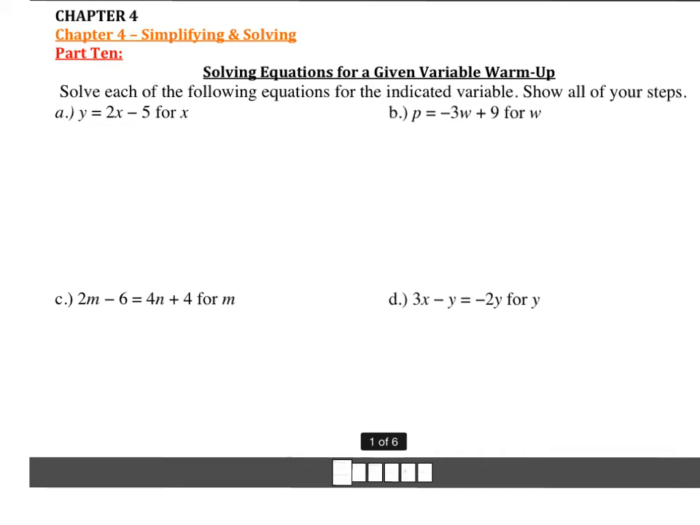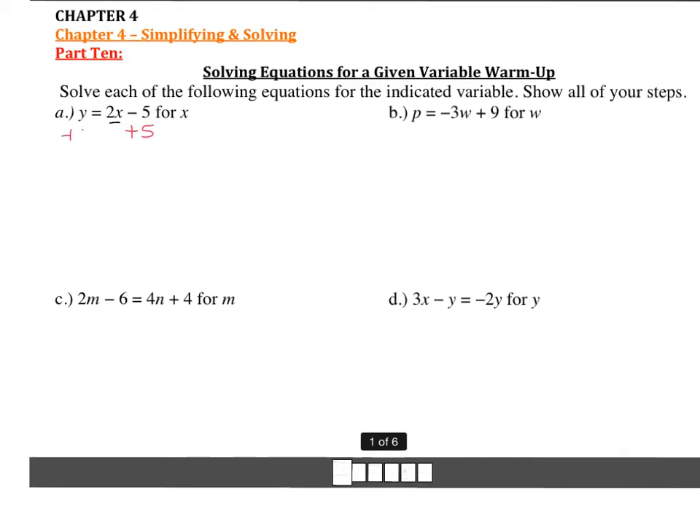Let's review how to solve a given equation with multiple variables for one variable in particular. Letter A says y equals 2x minus 5, and they're asking us to solve the equation for x. So I want to get this x all by itself. So I work my way toward it by moving everything else to the other side.